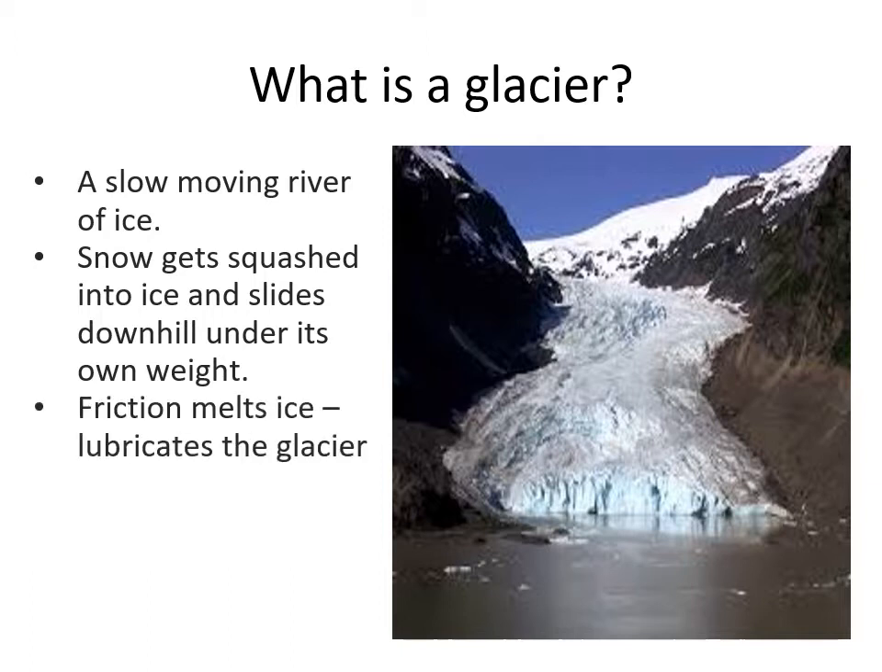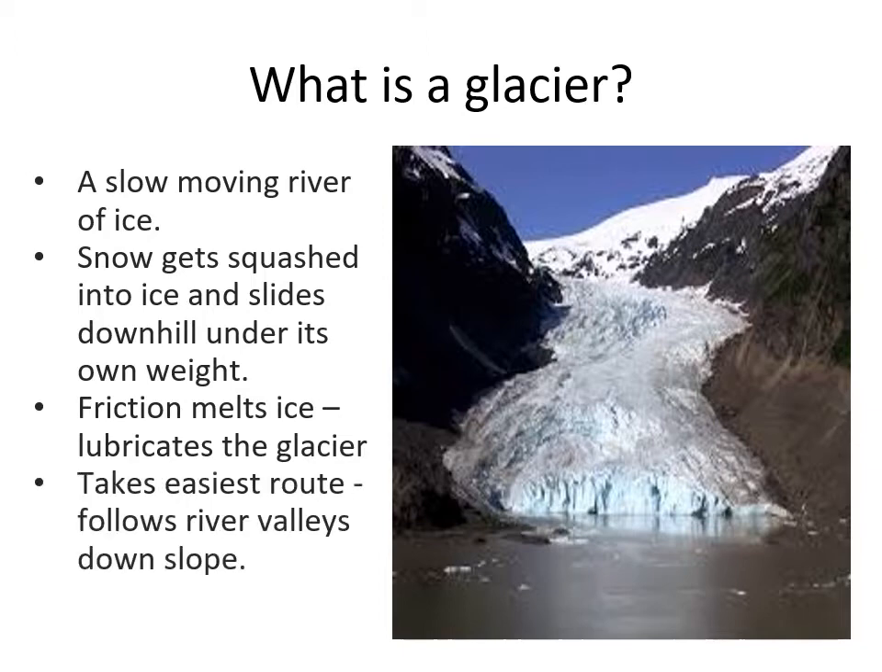The friction between the ice and the ground creates heat. The heat melts the ice. The water that's created by the heat acts as a lubrication that allows the glacier to move down slope. Okay, and the glacier will always take the easiest path. It will usually follow the path of a river that might have been flowing through the area already.